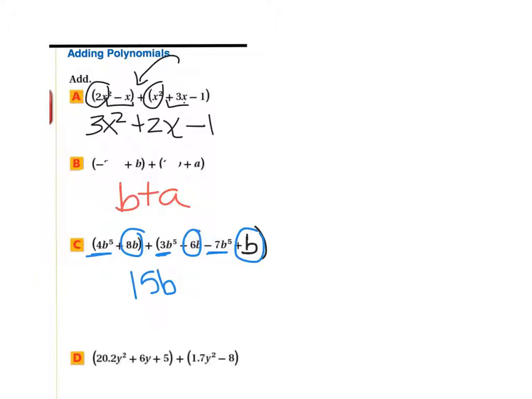So for the last one here, we add our y squareds. We get 21.9y squared. The 6y doesn't have any like term with it, and the 5 and negative 8 become negative 3.